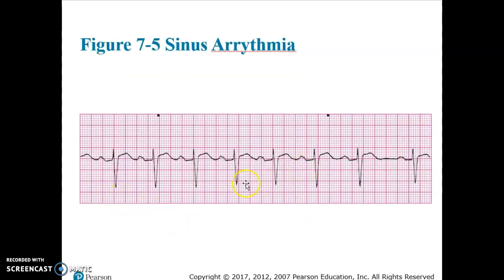So this would be a sinus arrhythmia. So basically everything's here, everything looks good. The only thing that we're seeing is the difference in the RR intervals, which tells us that it's irregular.